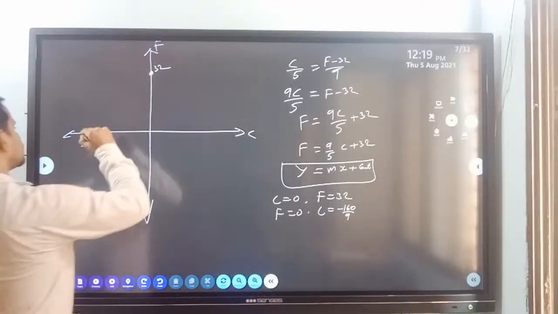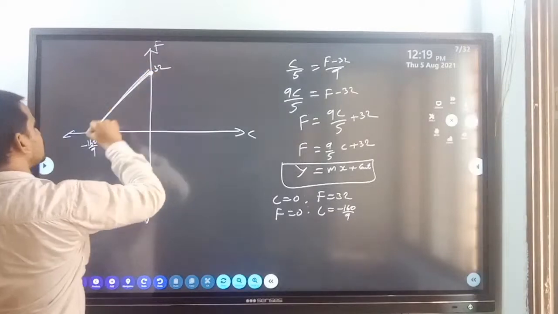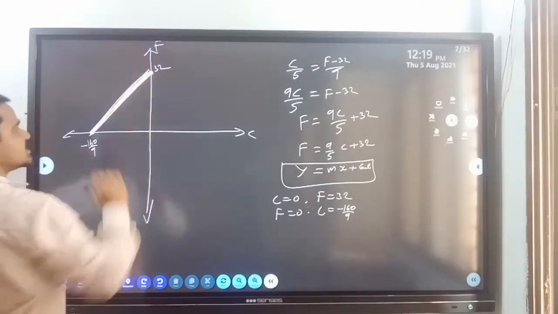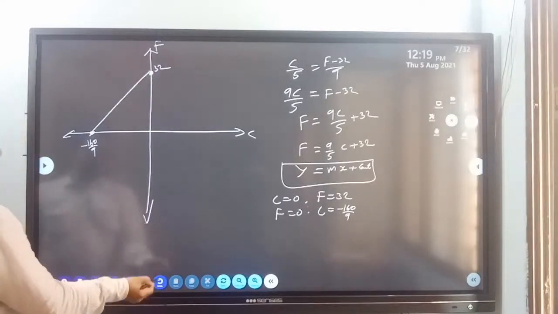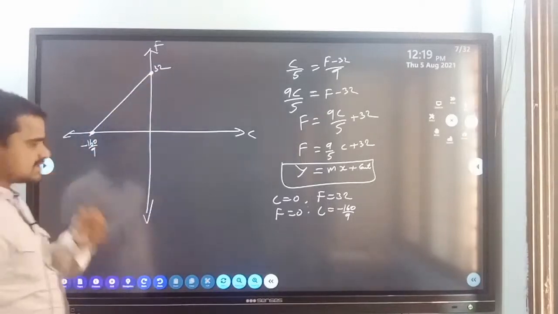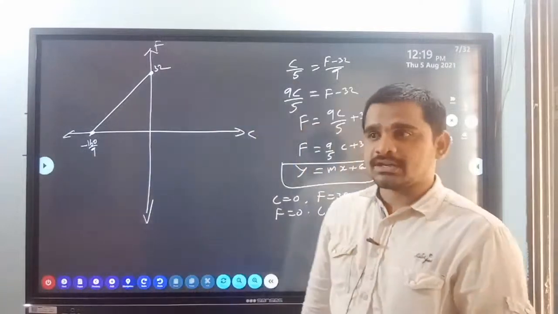If you observe here, the graph which I am getting is a straight line. Why? Because the equation is a straight line equation, y is equal to mx plus c. This is the graph here. Then what is the slope of the graph?